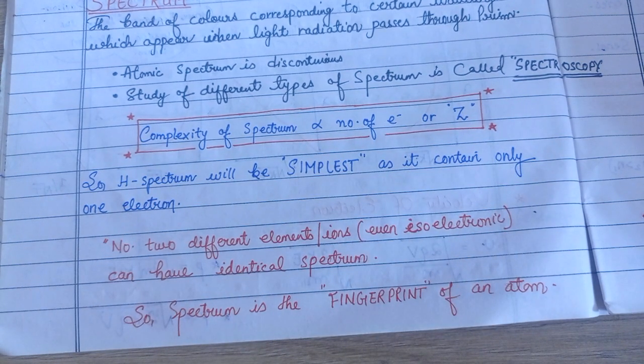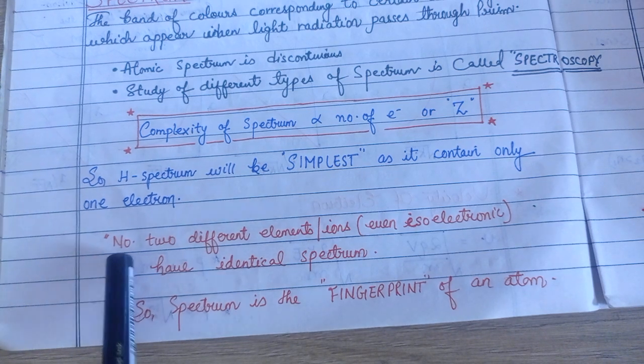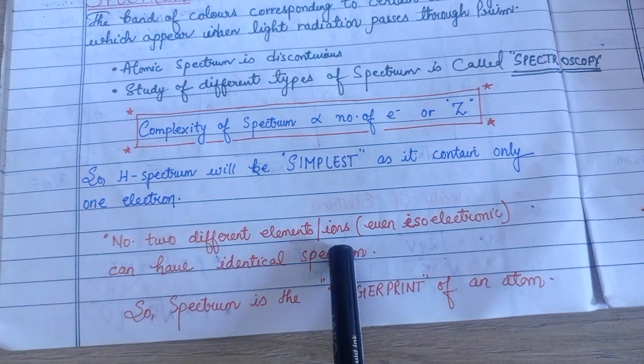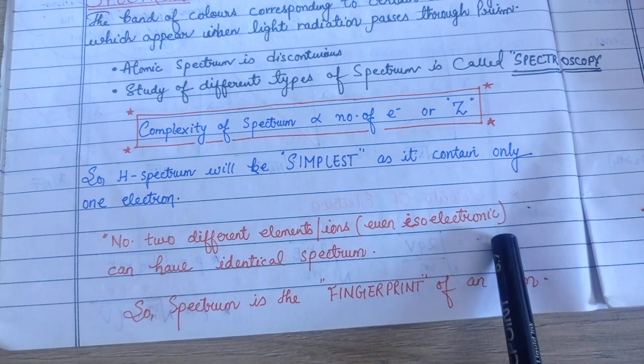Clear to you? Now I am going to explain two important points, because direct questions come in the examination from these two points. Remember, and you have to write in your notebook. Okay, no two different elements or ions, even isoelectronic, meaning those species having the same number of electrons.